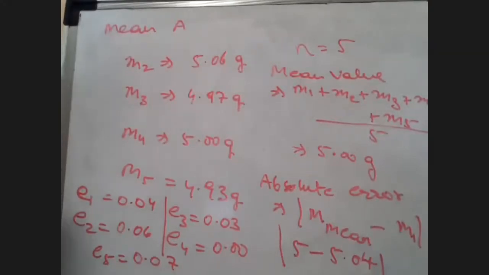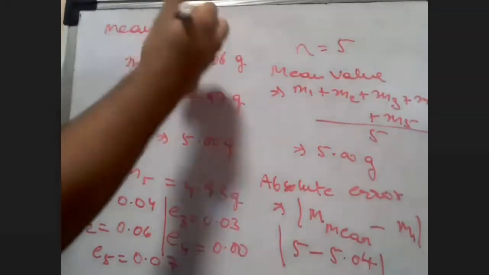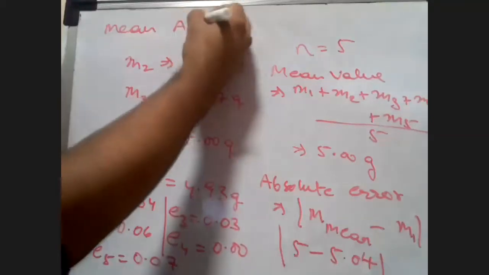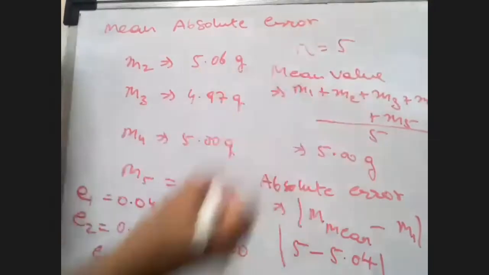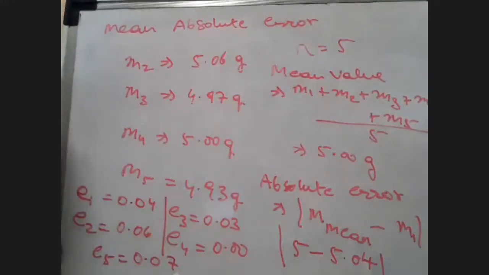Okay. Now look here. Mean absolute error. What is mean absolute error going to be? Students, listen to me. Mean absolute error is the mean of these absolute errors which you have calculated. Everyone look here. It is going to be (E1 + E2 + E3 + E4 + E5) upon 5.